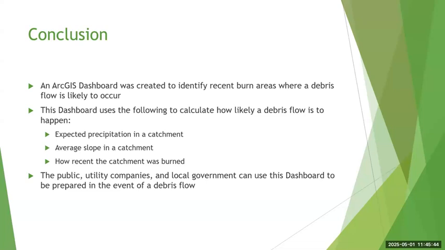Finally, concluding, we created an ArcGIS dashboard to identify those recent burn areas where debris flow is likely to occur. The dashboard uses the following: expected precipitation, average slope, and how recently the catchment was burned to calculate how likely a debris flow is to happen. And our audience, the public, utility companies, and local government, can use this dashboard to be prepared in the event of a debris flow. Thank you.